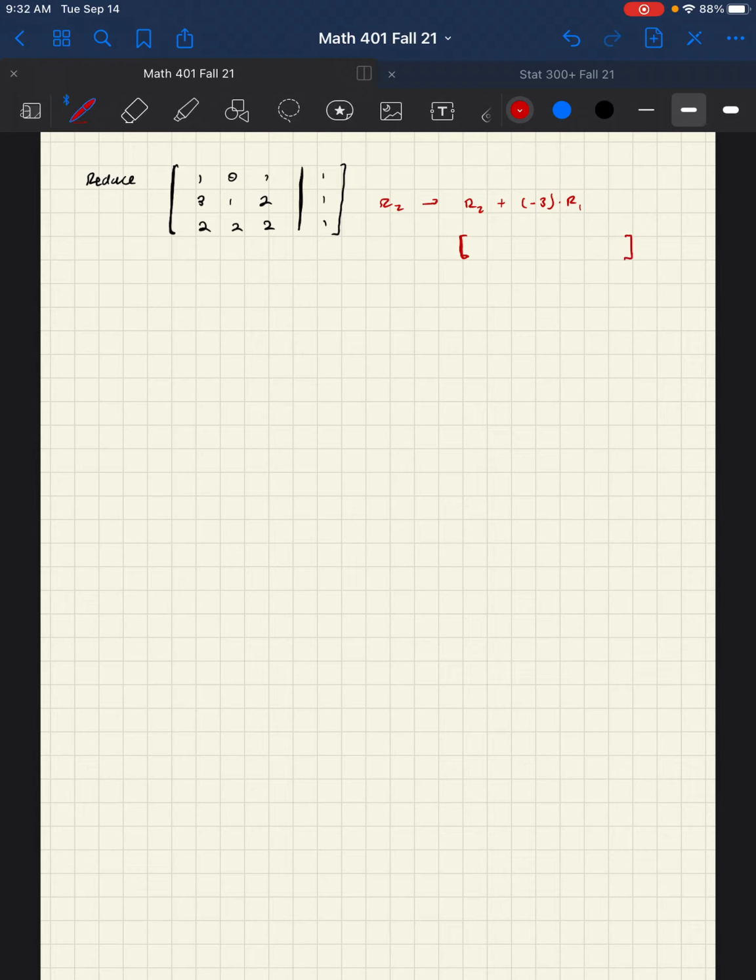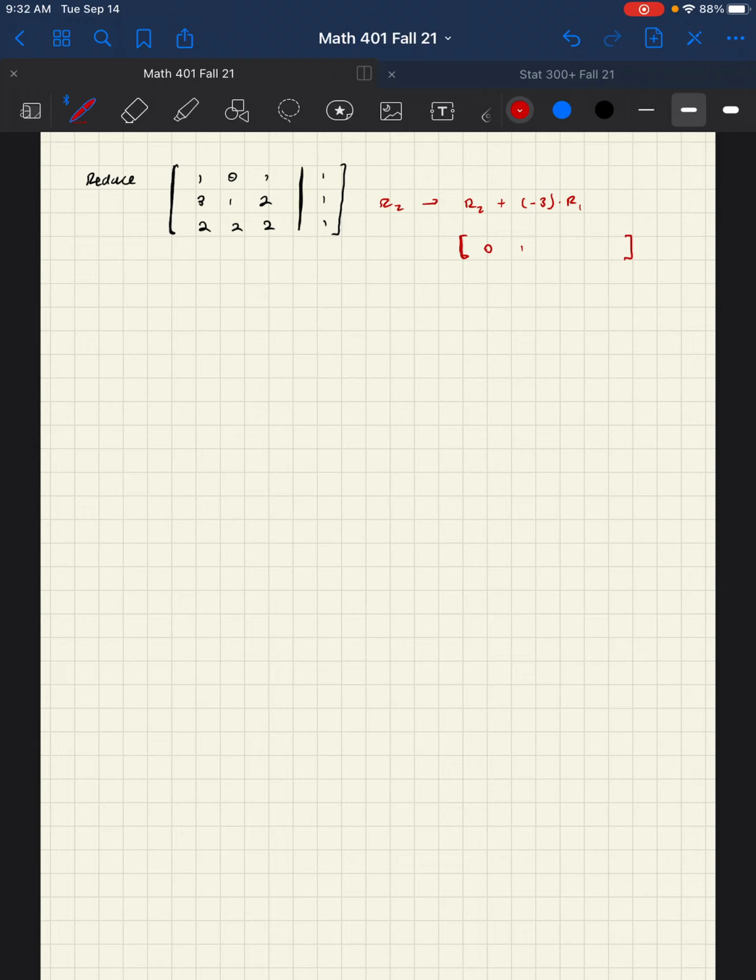Let's go ahead and actually write that out. That row looks like 1 times -3 is... what is it? Oh yeah, sorry, I got distracted. -3 plus 3 is 0. Then 0 times -3 is still 0. Plus 1 is 1.